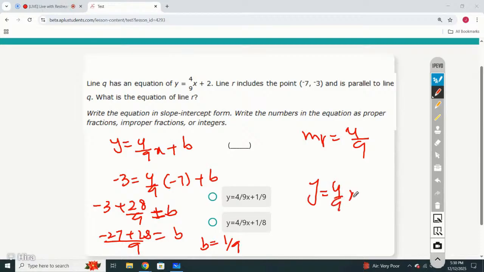So the equation is y equals 4/9 x plus 1/9. Option number 1 is the correct option. Okay, you can complete the lesson by yourself later today. Let me move on to the next lesson.